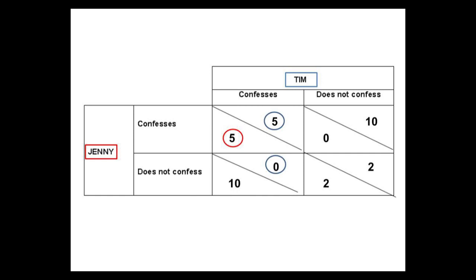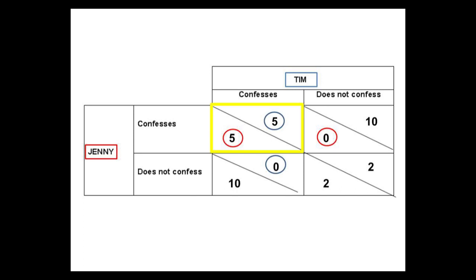What about if she knows that Tim is not going to confess? Well, either she can confess and get 0 years, or not confess and get 2 years. So if Jenny knows that Tim won't confess, she will confess and get 0 years. That means that Jenny's dominant strategy is also to confess. And that means the Nash Equilibrium of the game, named after the economist John Nash, is here, where both players confess, because confessing is both players' dominant strategy.